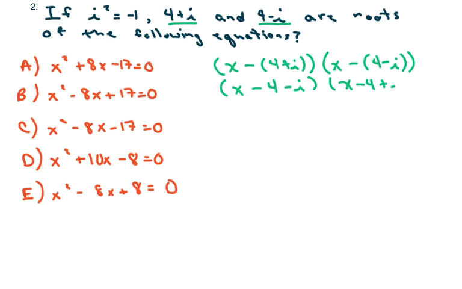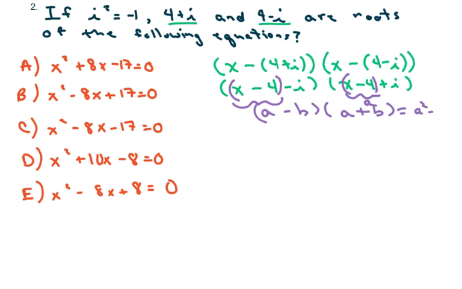Now the way to handle this to make life easier is I'm going to group these two together. This is like your A minus B times, this is your A again, A plus B. So I just regrouped it. So we know that this equals A squared minus B squared. So I know my A is x minus 4. I'm going to square it, minus your B is your i.